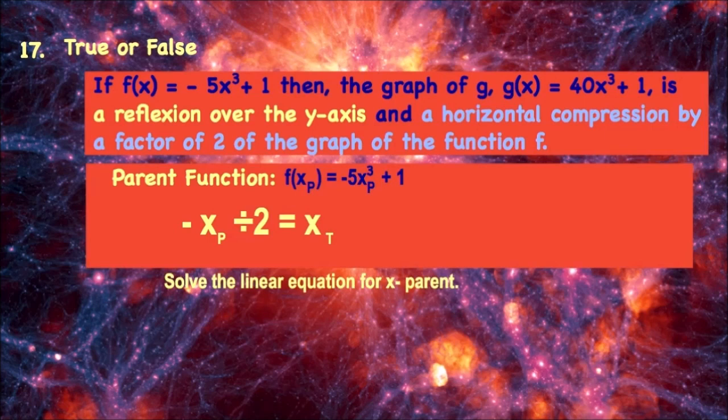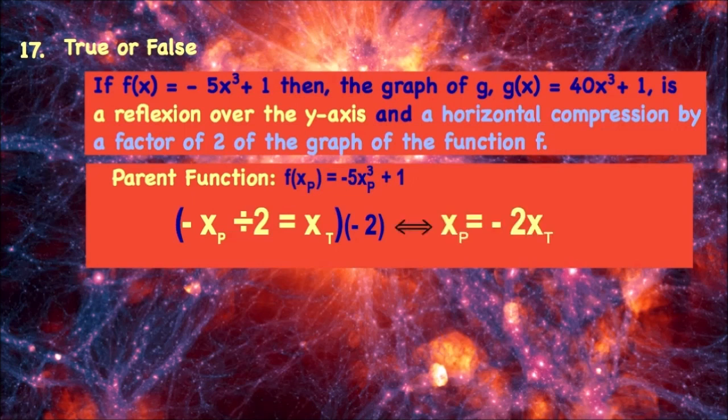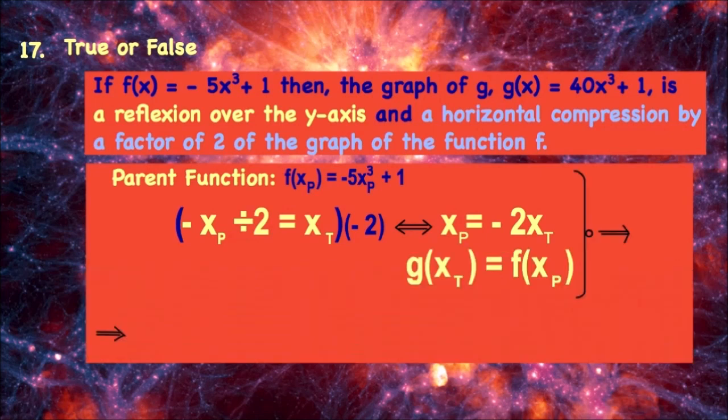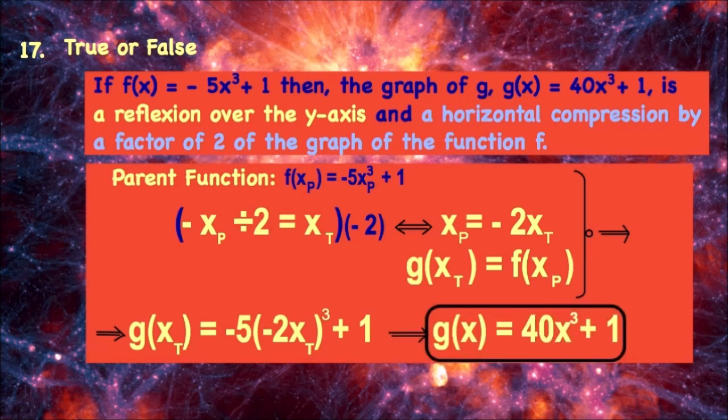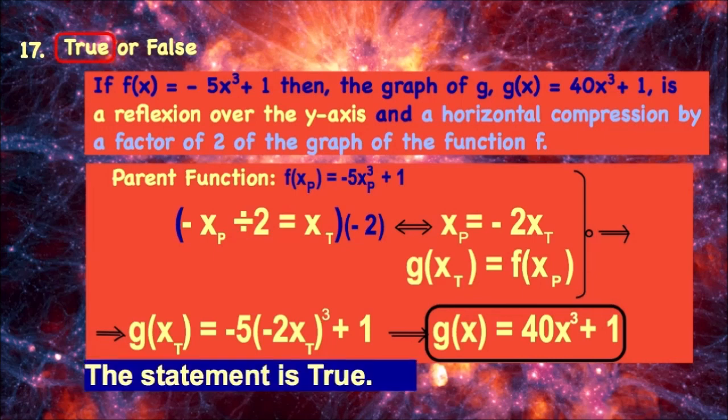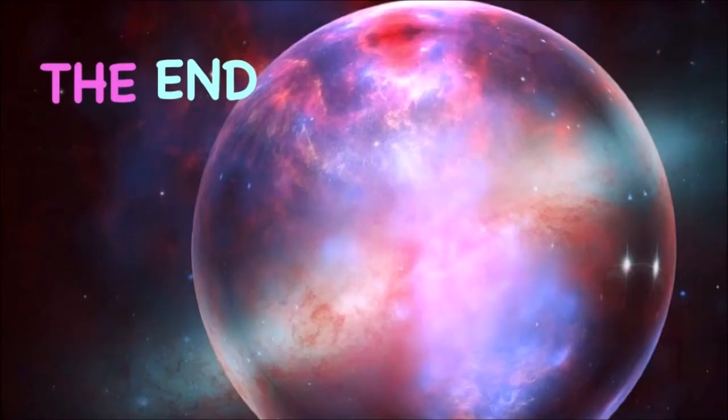Solve the linear equation for x parent. Multiply both sides of the equation by negative 2. X parent is thus equal to negative 2x transformation. G of x transformation equals f of x parent. Thus, g of x transformation equals negative 5 times the quantity negative 2x transformation, everything cubed, plus 1. Thus, g of x equals 40x cubed plus 1. This statement is true. The end.